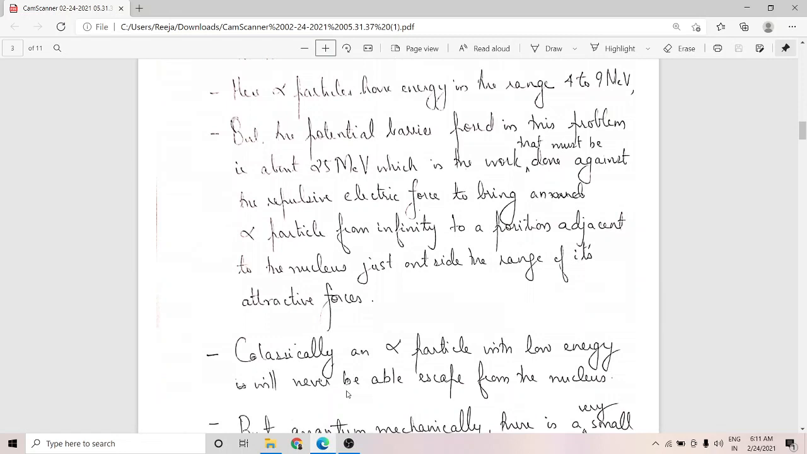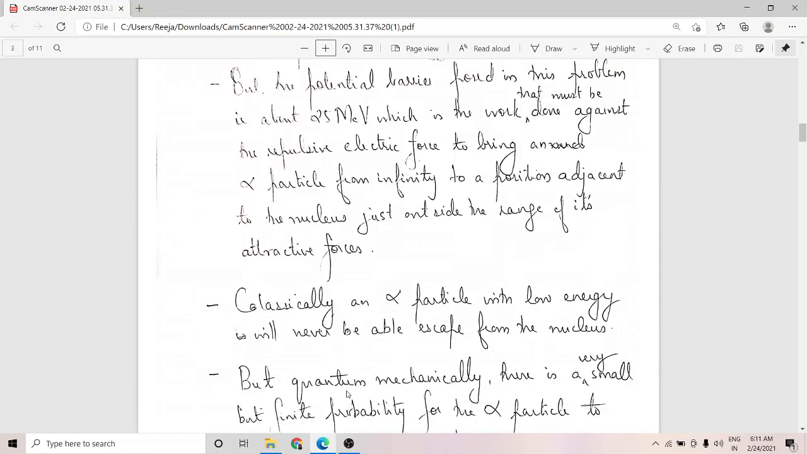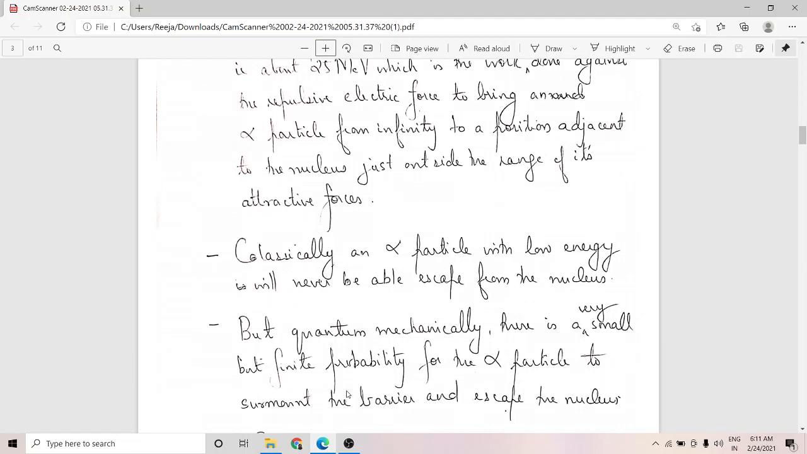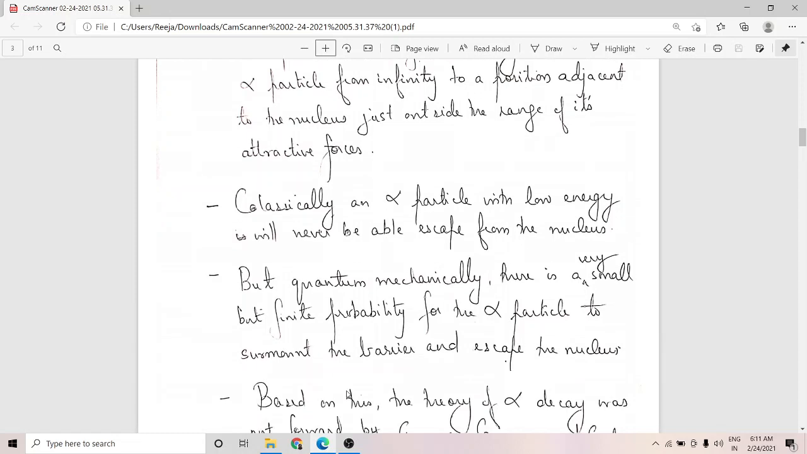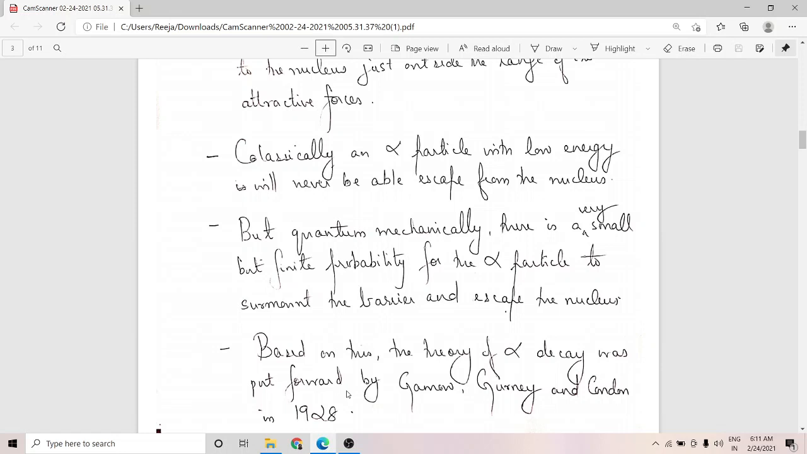Classically, an alpha particle with an energy lower than that of the potential barrier will never be able to escape from the nucleus. But quantum mechanically, there is a very small but finite probability for the alpha particle to surmount the barrier and escape from the nucleus. So, based on this, the theory of alpha decay was put forward by Gamow, Gurney, and Condon in 1928. And this theory is called the tunnel theory of alpha decay.